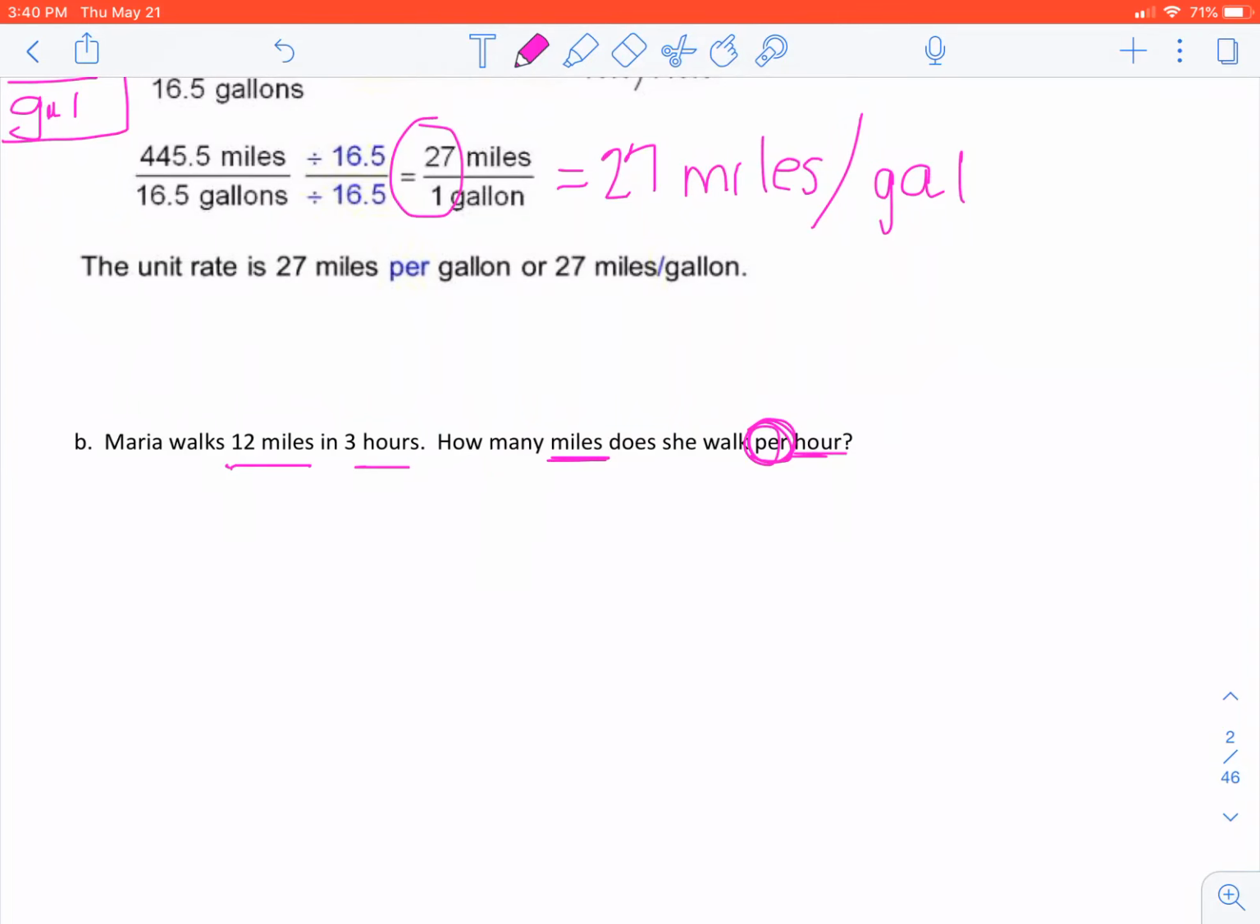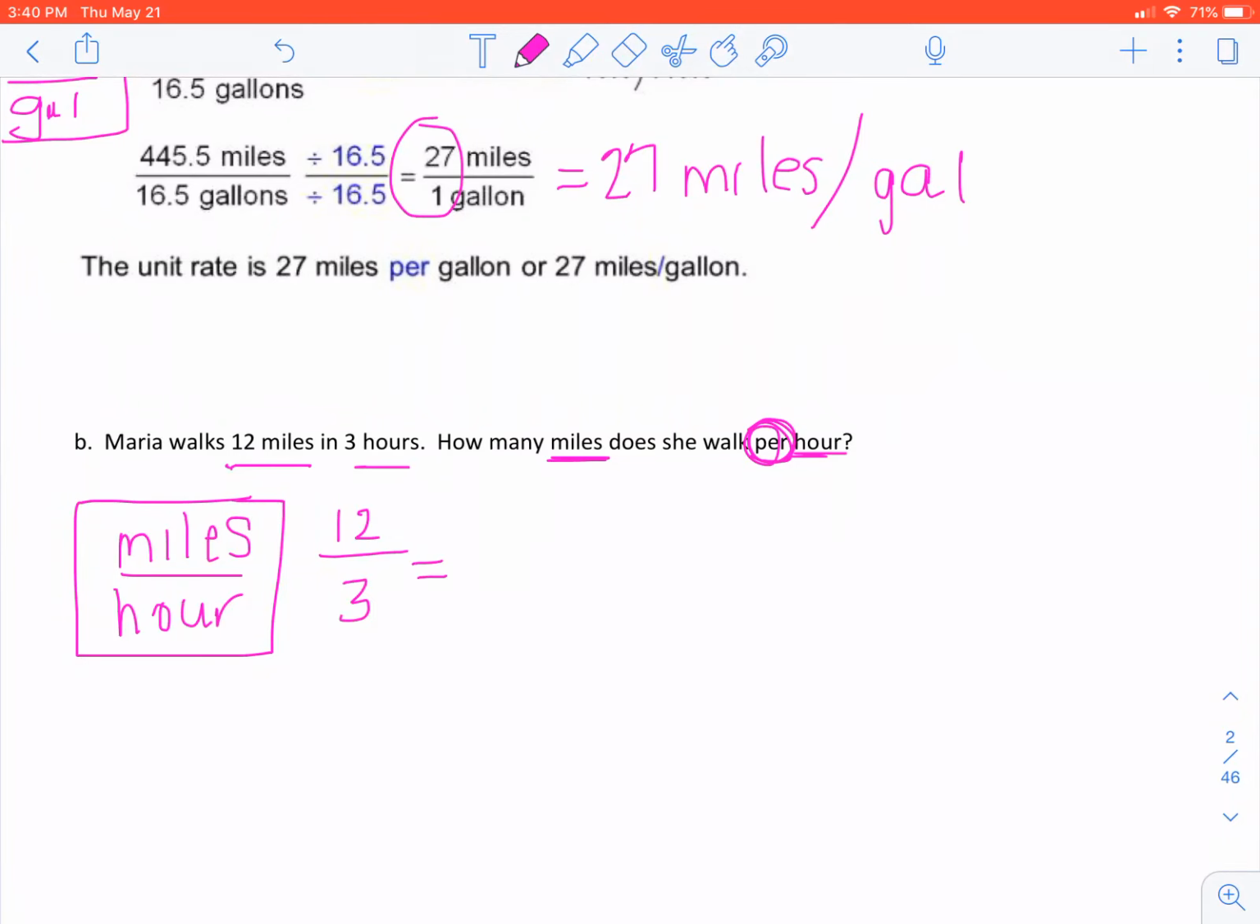Now for the last example I said if you set up a little label here, miles per hour, the word per means divided by. So you're really doing miles divided by hours. So that's how I know what goes on top, what goes on the bottom. So the first example, we have 12 miles. So that goes on top. 3 hours. So if I just take 12 and I divide it by 3, I get 4. Now I'll put a little label on that. That's miles per hour.